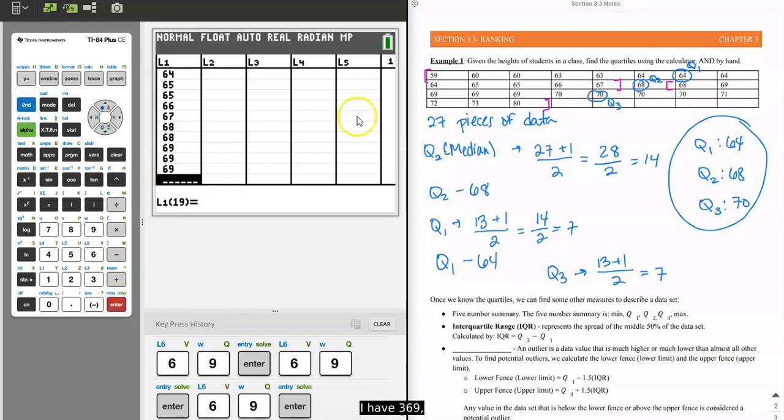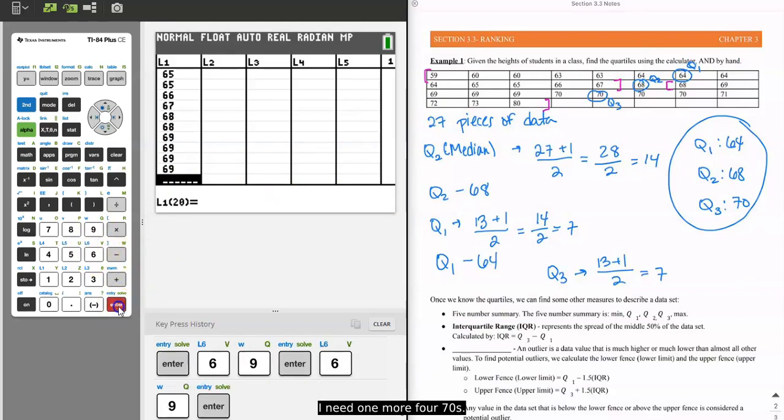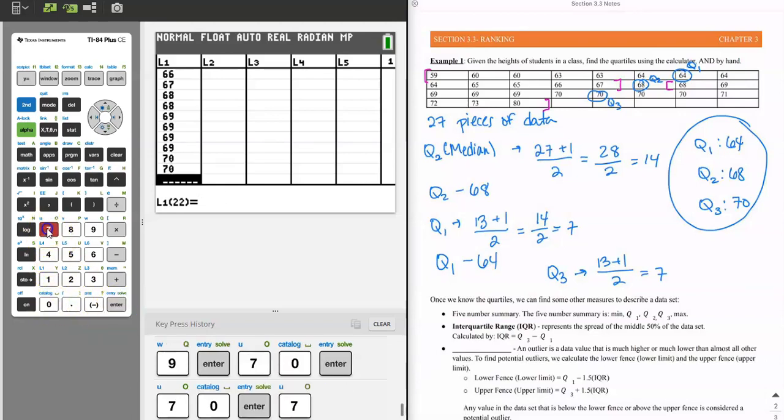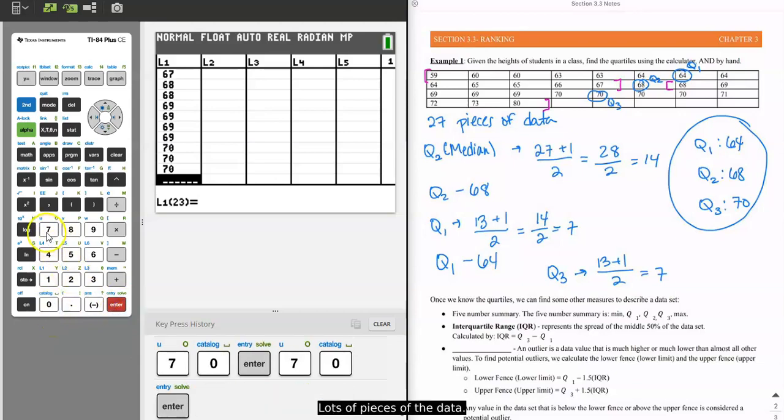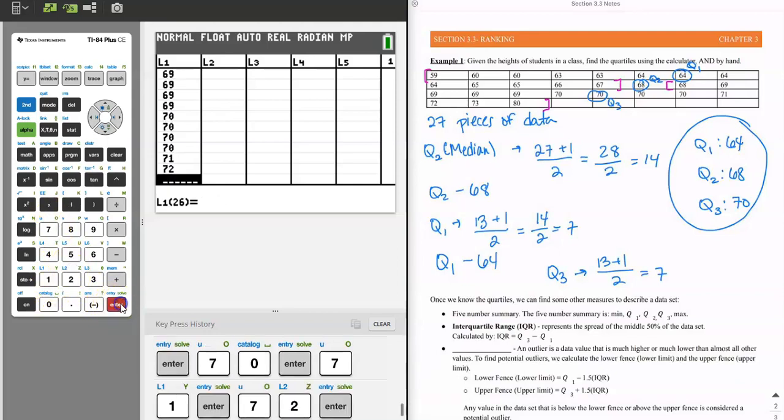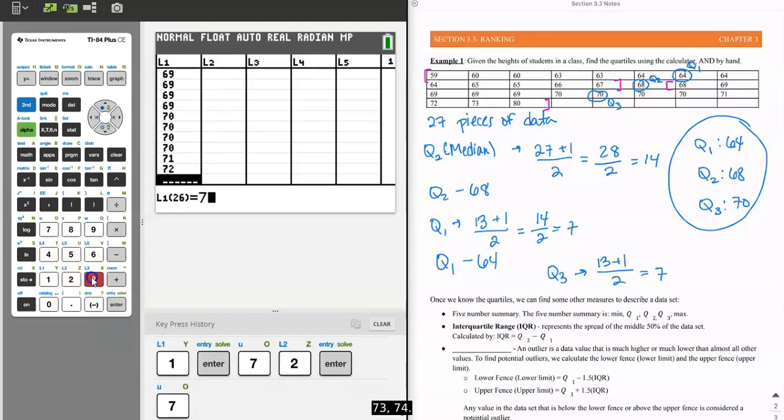Let's see, I have 3 69s, 1, 2, 3, 4. I need one more. 4 70s. So lots of pieces of data here. All right, 70, 71, 72, 73, and 80. Okay. All right, so we've entered everything in.